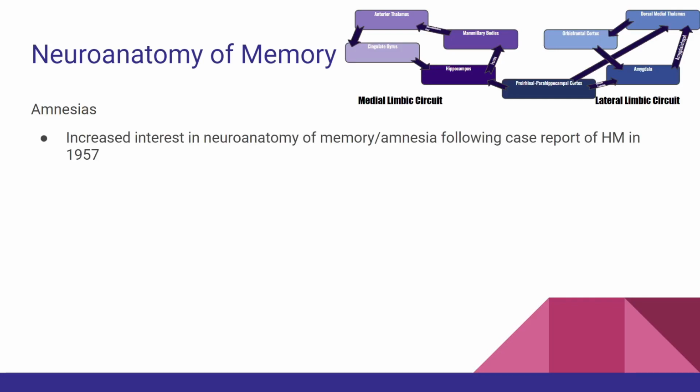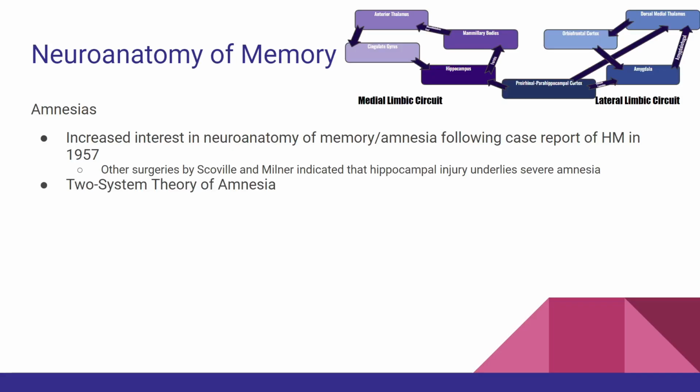And there's been an increased interest in the neuroanatomy of memory and amnesia after the report of HM in 1957. So HM was a patient who had severe epilepsy, and he had a significant portion of his temporal lobes removed on both sides of his brain in both hemispheres, which included the hippocampus and the amygdala. And what they found was that HM had difficulty with what's called anterograde amnesia, or his ability to form new memories. Other surgeries done by Scoville and Milner, who had conducted the surgery on HM, found a similar pattern in cases where the hippocampus was injured.